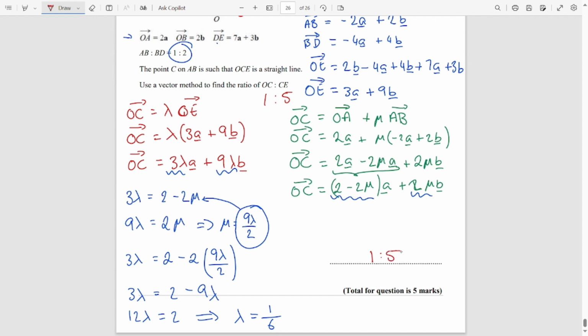Now that is a pretty difficult question. I think that is pretty much as hard as vectors gets. And whenever you see something that says use a vector method, that is when your alarm bells should go off, that this is this difficult kind of question that involves a proof. And more often than not, you'll have some kind of simultaneous equation to do in there, and then equating coefficients.